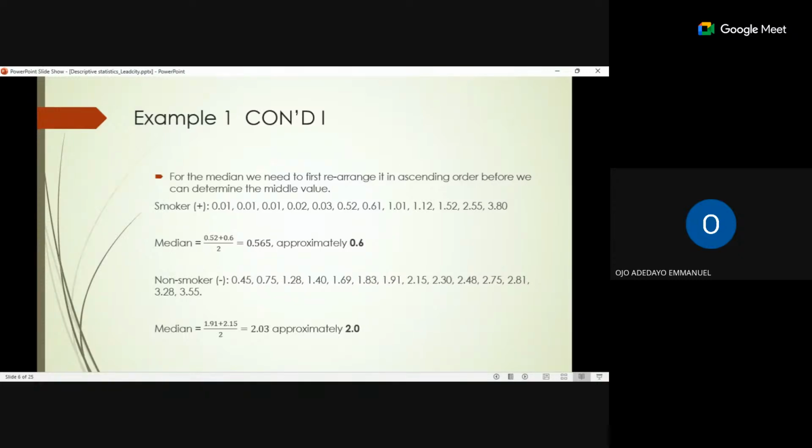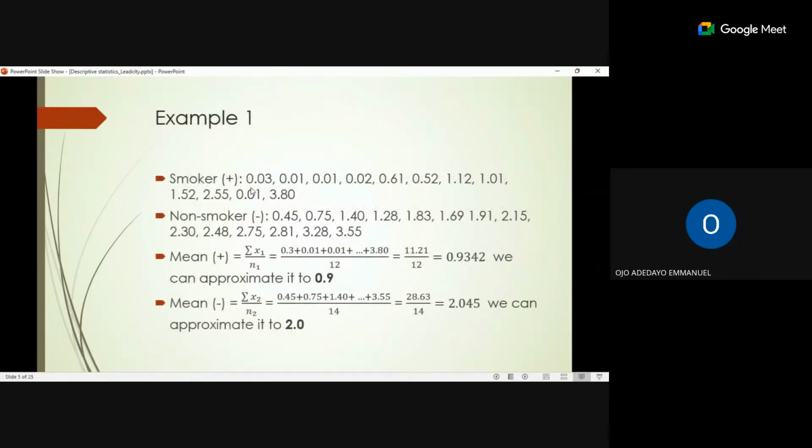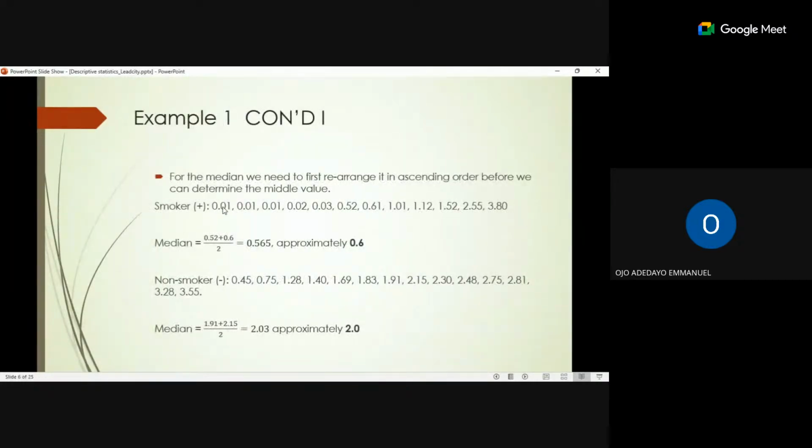So if you look at the data of this smoker that we have, let me go back a bit so that I can show you the data. The first one here is 0.03, but if I want to arrange it now, the first one is going to be 0.01, followed by 0.01 again, followed by 0.01, followed by 0.02, up to the last one, which is 3.80. So that means that I have rearranged this in ascending order.